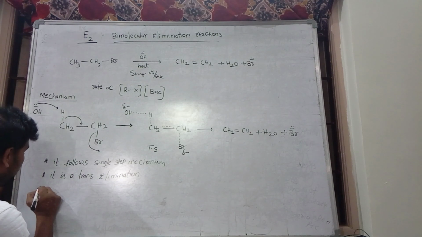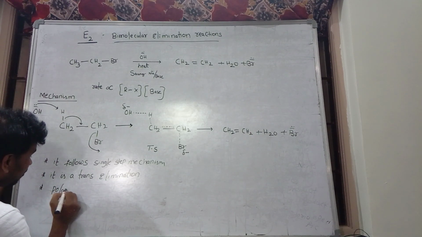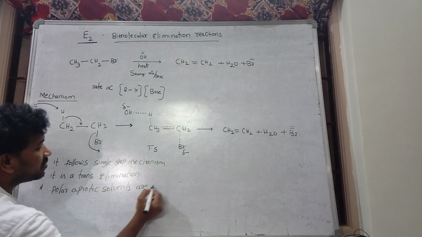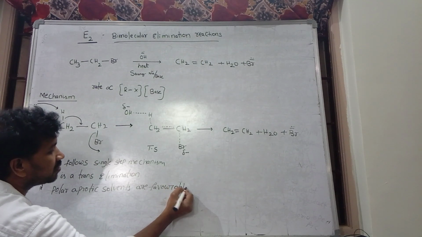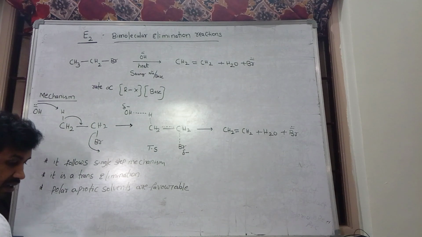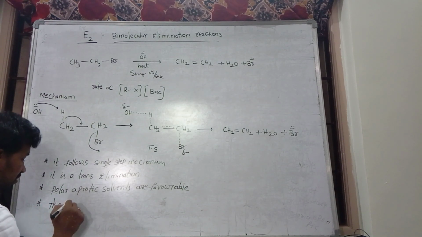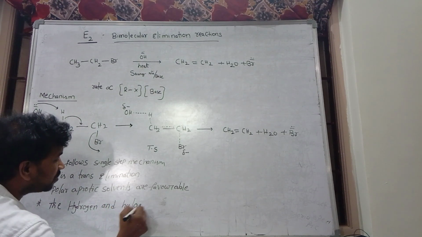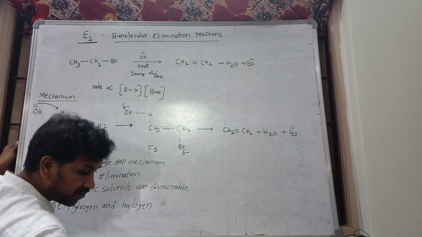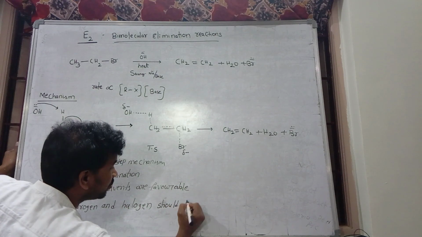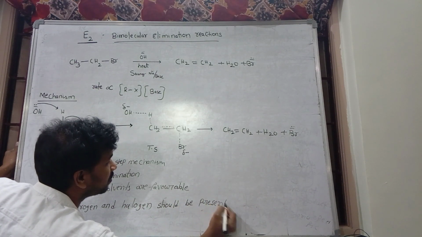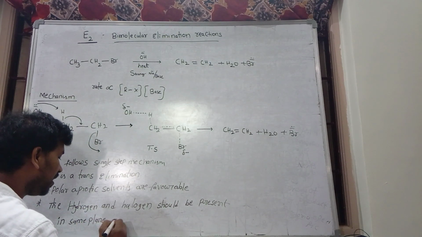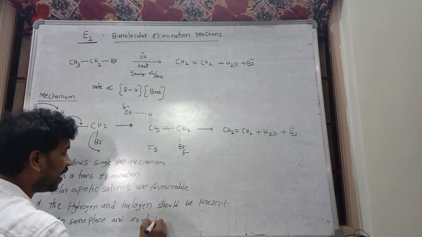Polar aprotic solvents are favorable. The hydrogen and halogen should be present in the same plane and axial position.